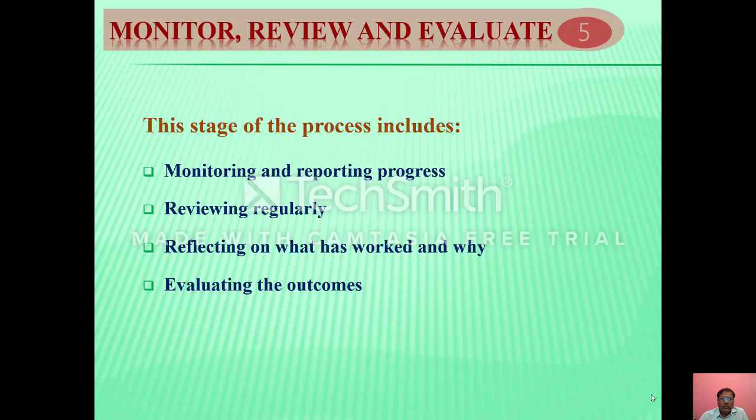We have to monitor and report the progress. We have to review it regularly, reflect on what has worked and why, and evaluate the outcome. This is a very important step to go further, because this is a scientific approach: something is done and then reviewed, and if required, the necessary modifications are made in every sector. So this is very, very important for the success of the adaptations. So these are the five steps for the success of adaptation, which are taken under adaptation processes.